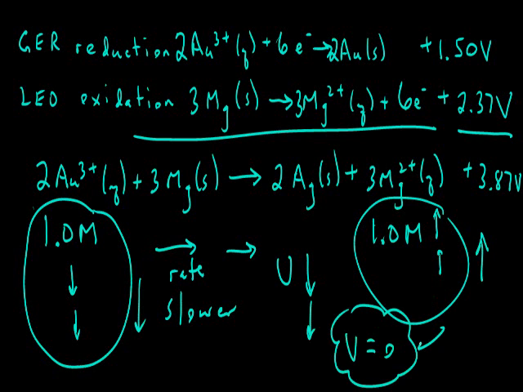It's also indicative when we hit a voltage of zero that the system is at equilibrium, where the rate forward and rate in reverse directions are equal. And under those conditions, the battery will no longer produce any voltage.